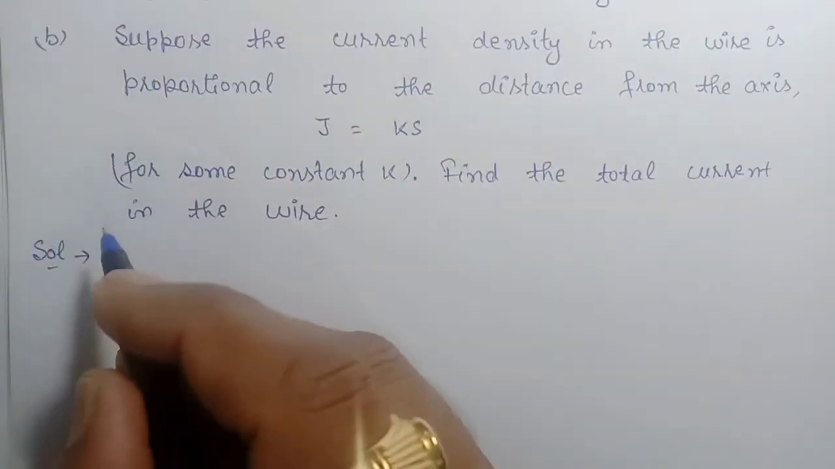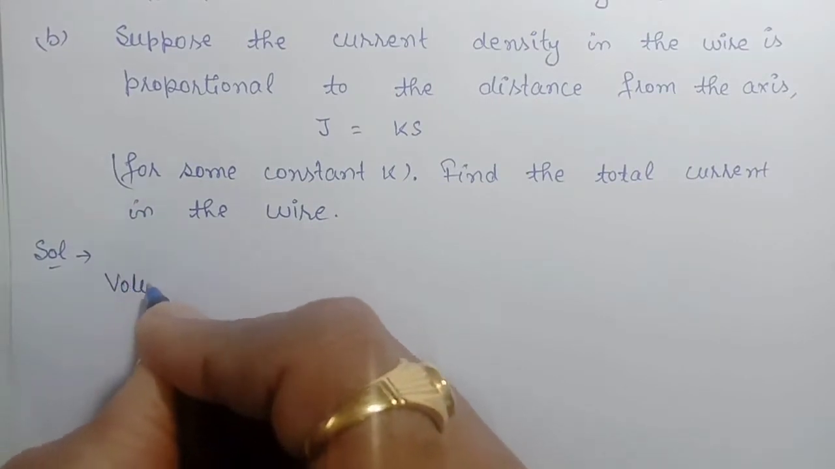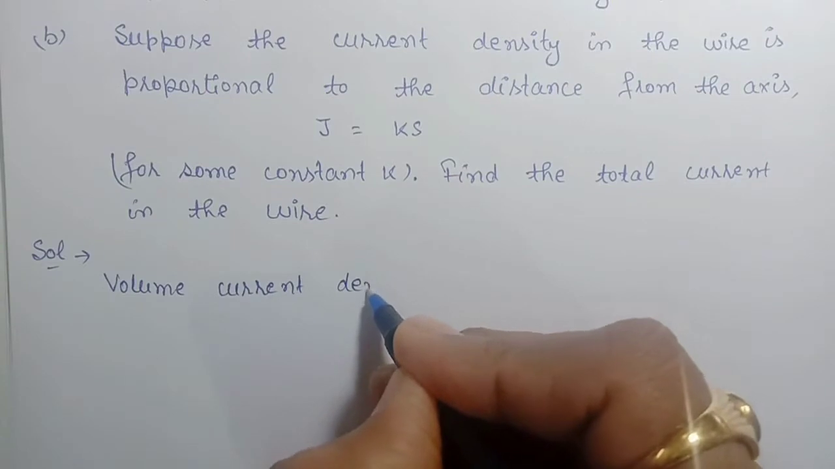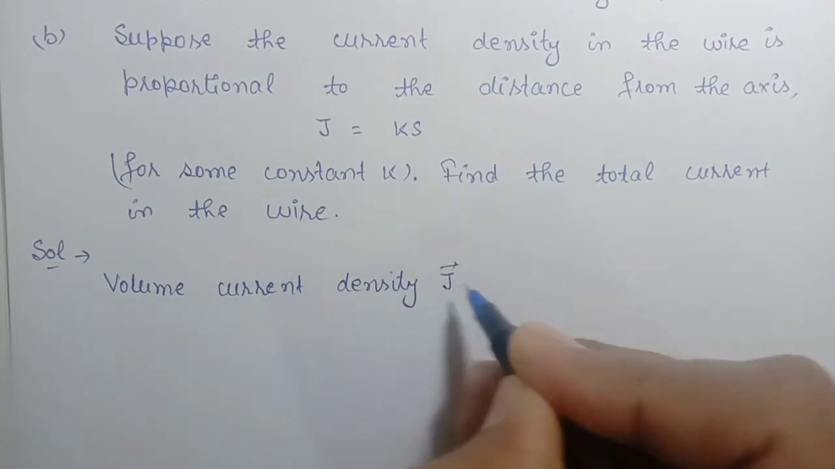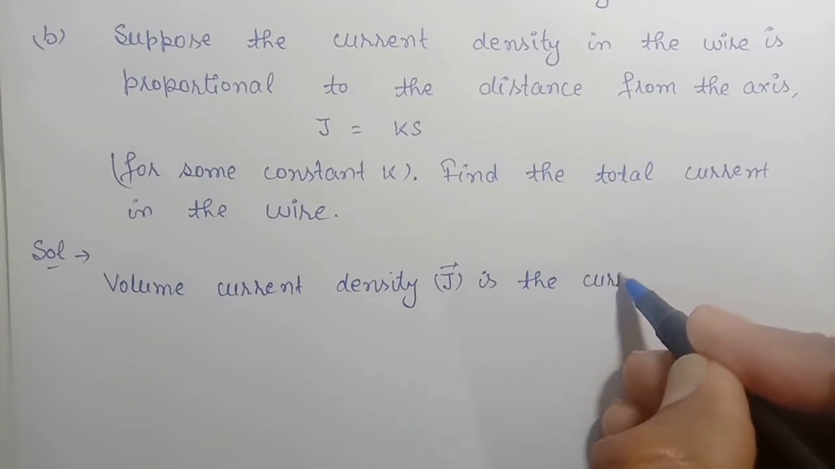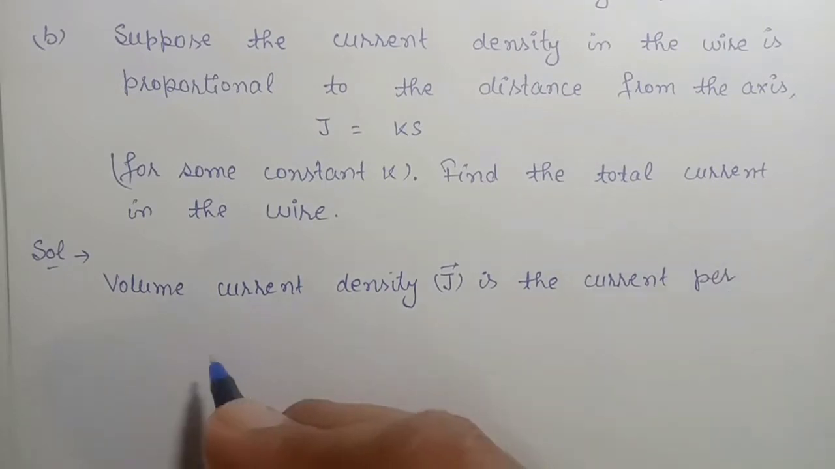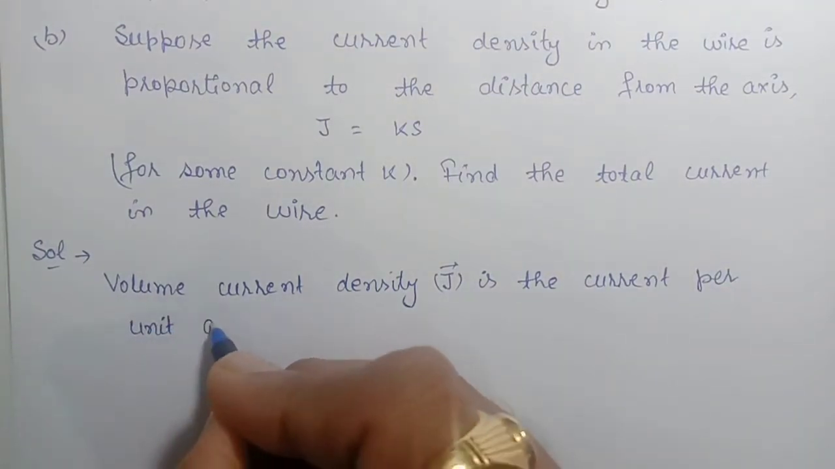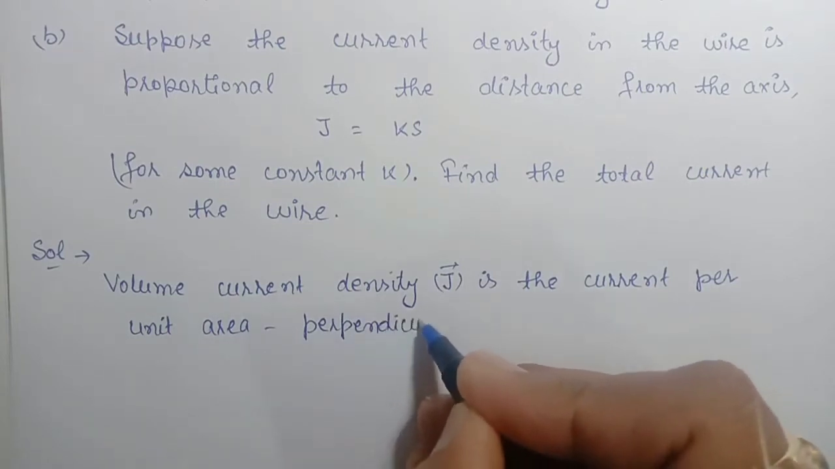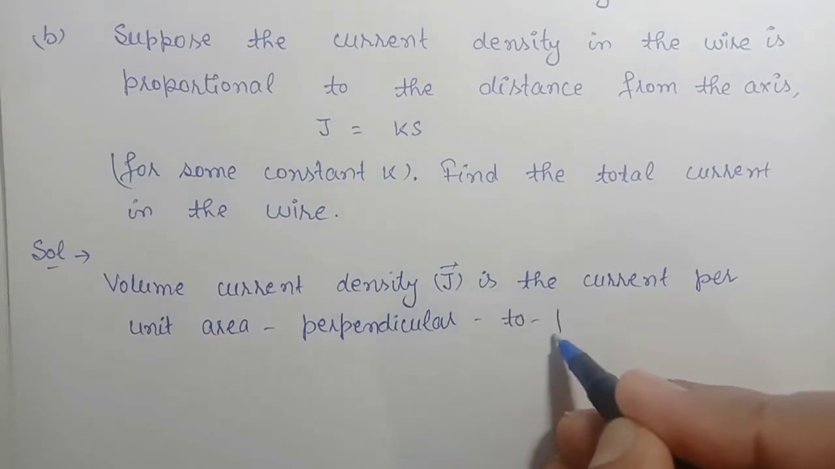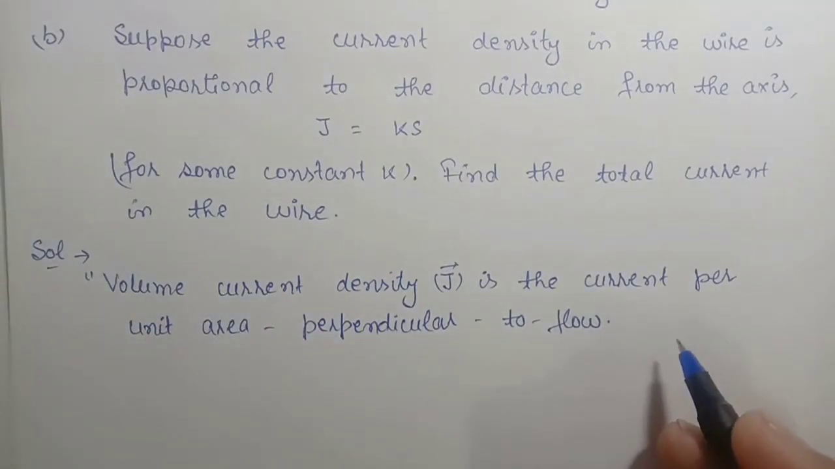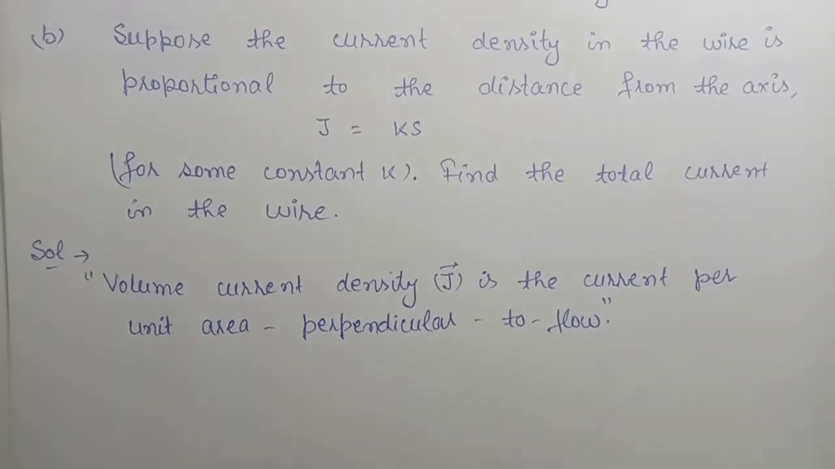So here, as per definition, volume current density J is the current per unit area perpendicular to flow.